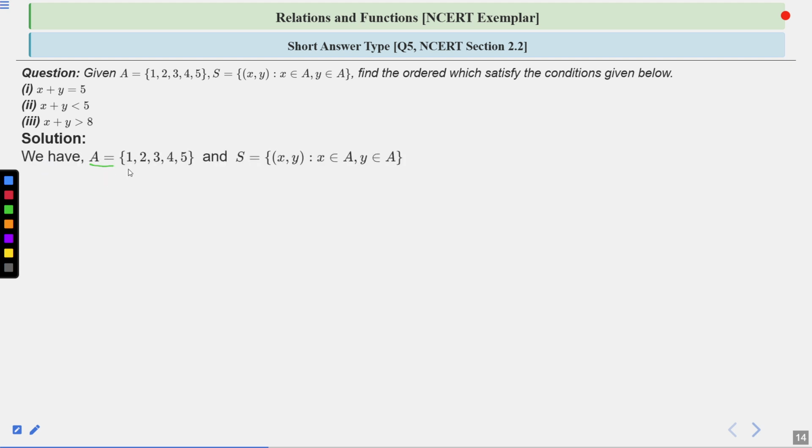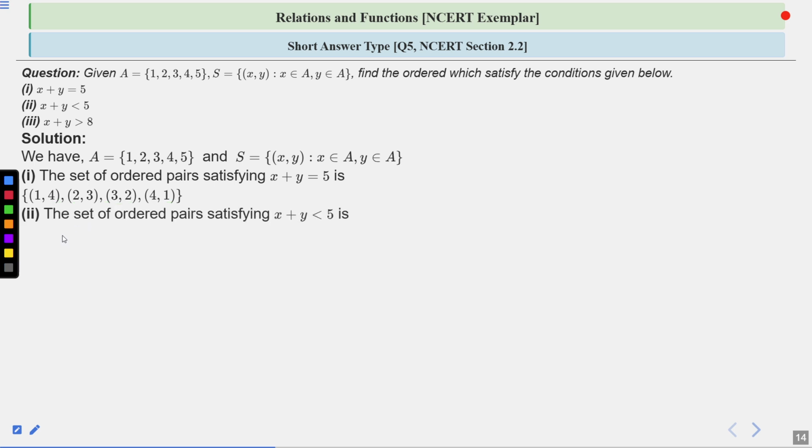We are given set A with 5 elements 1, 2, 3, 4, 5. Set S in set builder form is the collection of all ordered pairs such that x and y both belong to set A. So the set of ordered pairs satisfying the first condition x plus y is equal to 5 is, simply, the set of ordered pairs (1, 4), (2, 3), (3, 2) and (4, 1), as we are having the sum as 5.